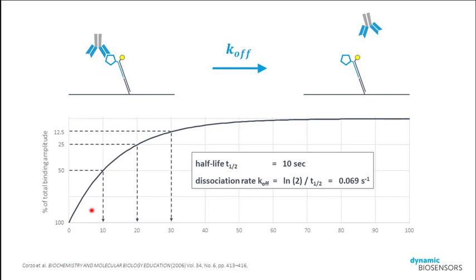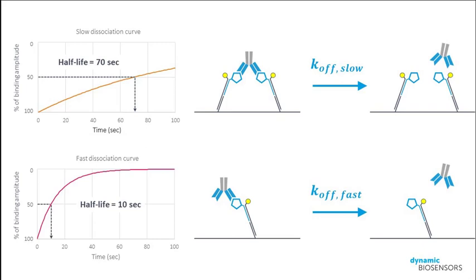In this example here, it takes about 10 time units to go from 100% binding amplitude to 50%, then another 10 time units to go to 25%, and so on. This constant half-time is the most important feature that our analysis is based on. Usually, in order to characterize the strength of an interaction, the dissociation rate K-off is used, which is inversely proportional to the half-time. The stronger the interaction is, the longer the half-time, and the smaller the dissociation rate.